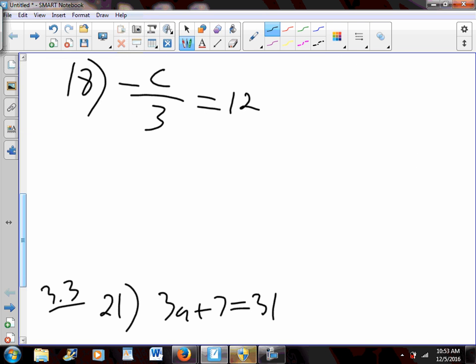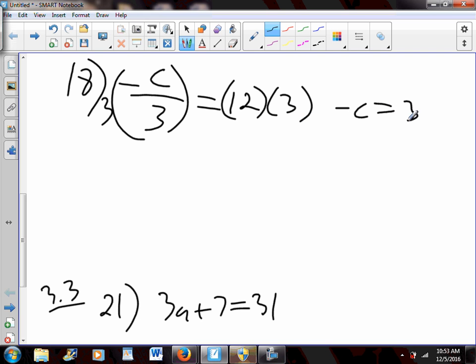Multiply both sides by 3, right? But then when you do that, 3 here, 3 here, that's going to give you a negative c is equal to 36. Now, you're not done yet. You want to know what a positive c is equal to. Divide by negative 1, multiply by negative 1, however you want to think about this. The negative has got to come over.